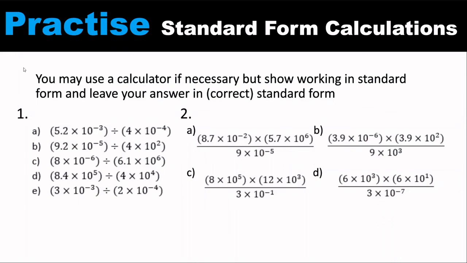For question 2, you've got some multiplications and divisions involved here. We'll work this through in the same way. First, multiply together the non-base 10 parts that are in the numerator and divide that by the non-base 10 part that's in the denominator. And then, with your base 10 parts, use laws of indices to multiply the two base 10 parts in the numerator and divide that solution by the base 10 part in the denominator.